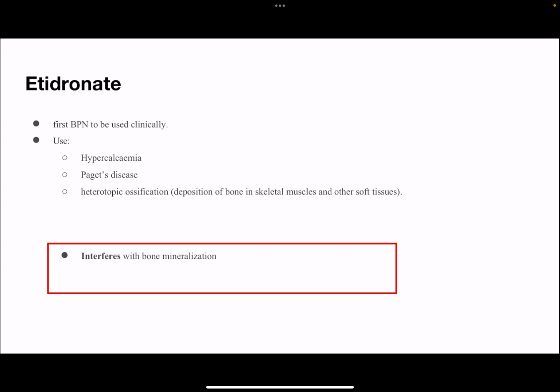So basically it interferes with the bone mineralization, and a very important thing is that continuous therapy can produce osteomalacia, and their use has been reduced nowadays. The clinical use of etidronate is very less nowadays.